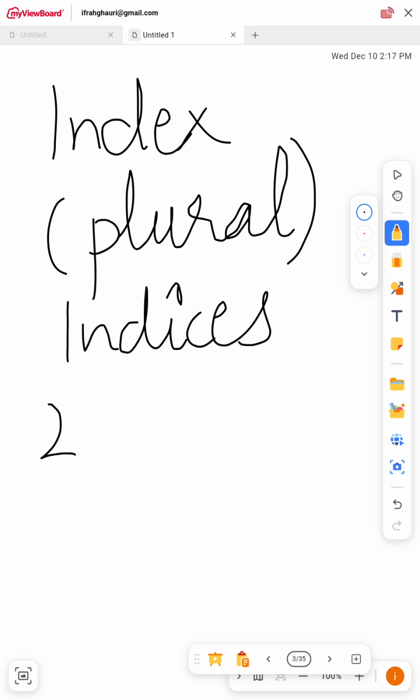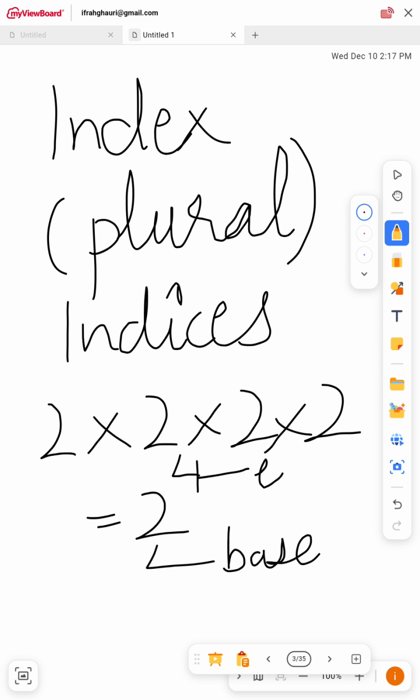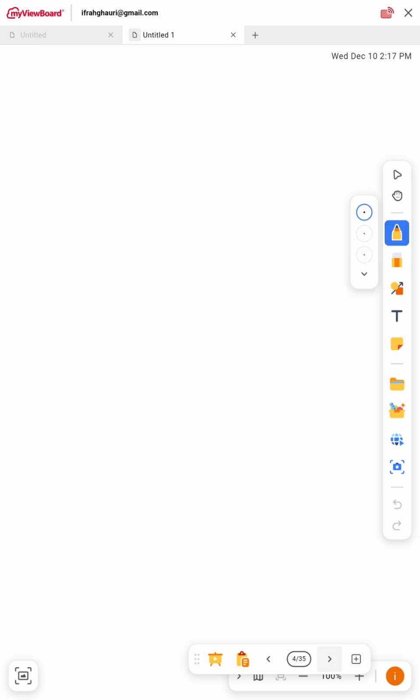Now let's suppose we have 2 into 2 into 2 into 2. Can I write it as 2 power 4? Yes. So 2 is basically the base over here and 4 is the exponent. It is an index, exponent or power. Okay. Now, let's have a look at some of the rules of the indices.